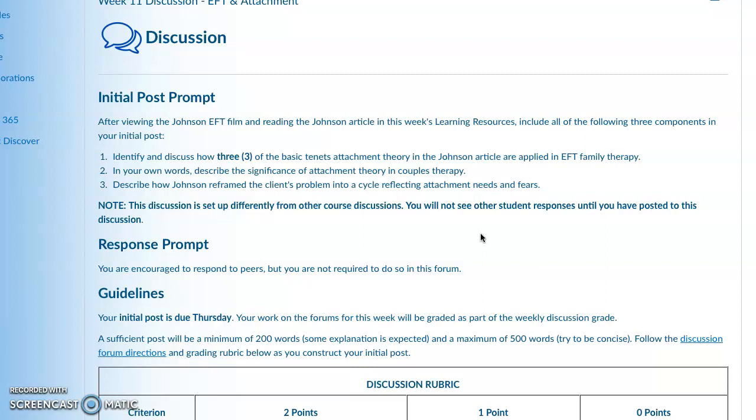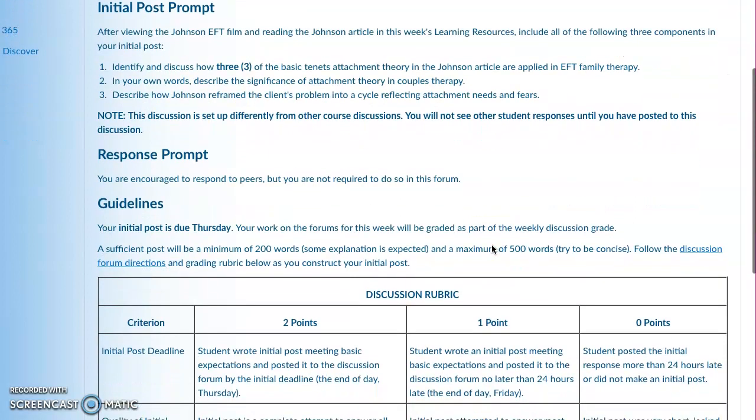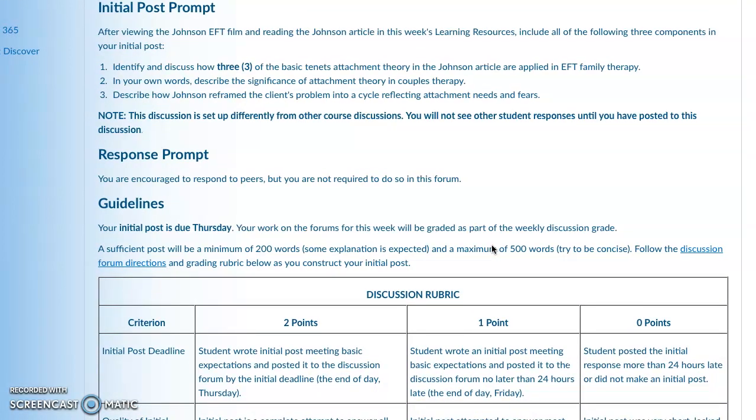And then lastly, you're going to want to refer to the video and describe some ways that Johnson reframed the client problems and referenced how they're more cyclical issues of attachment needs or fears or emotions, rather than focusing excessively on the problem itself. What are the things that are driving this problem? So you're looking at how Johnson reframed that. This discussion does not require a response, but you're encouraged to. I'd encourage you to read at least a couple of other classmates' discussion posts.